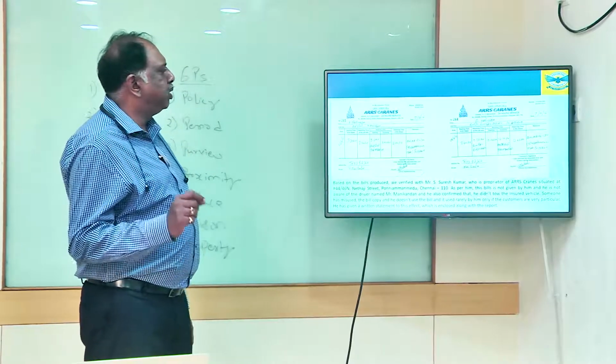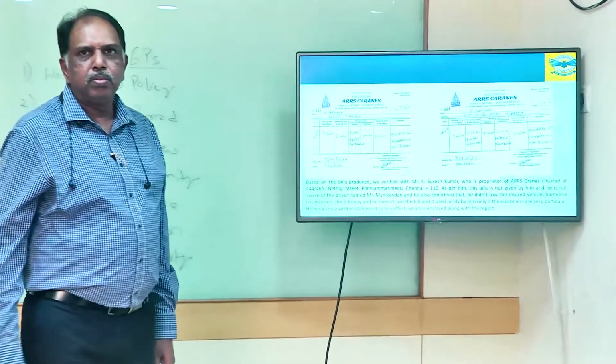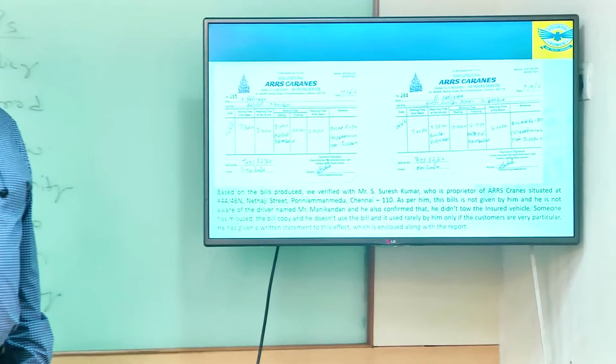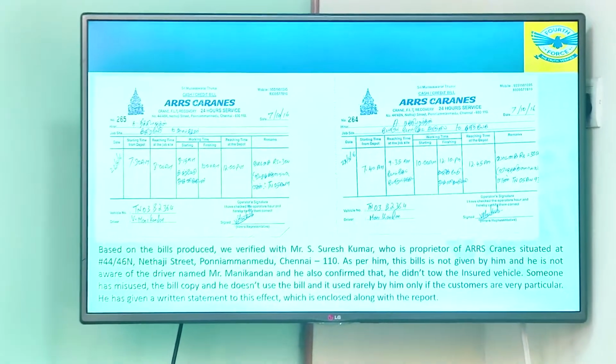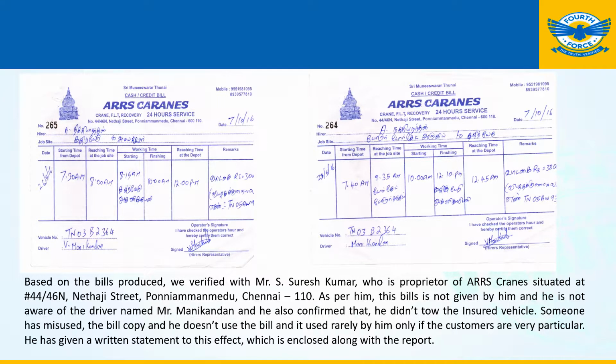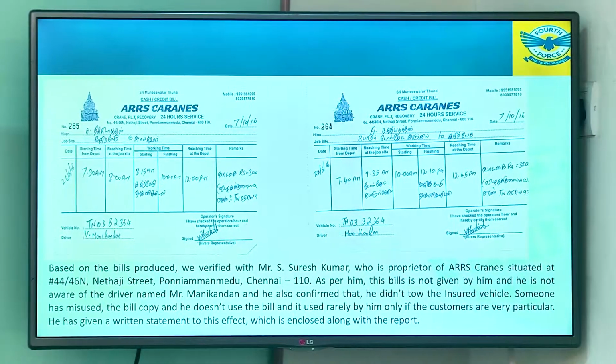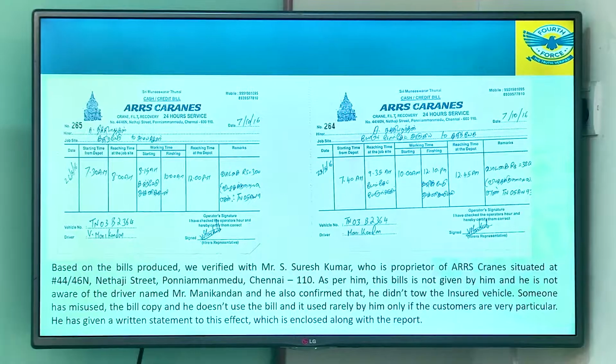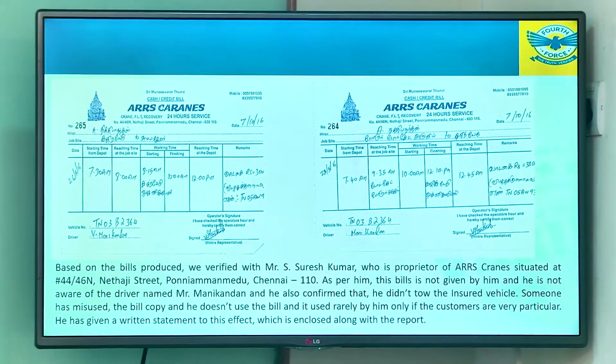As per him, these bills were not given by him. The owner of that crane, the towing vehicle, clearly denied that he had given the bills. He said somebody has misused them, probably used his driver's name. He doesn't use the bill, and it is used rarely by him. They normally don't give an invoice copy or this kind of bill to anyone. Very rarely people ask them to provide this. So it is normally not used.